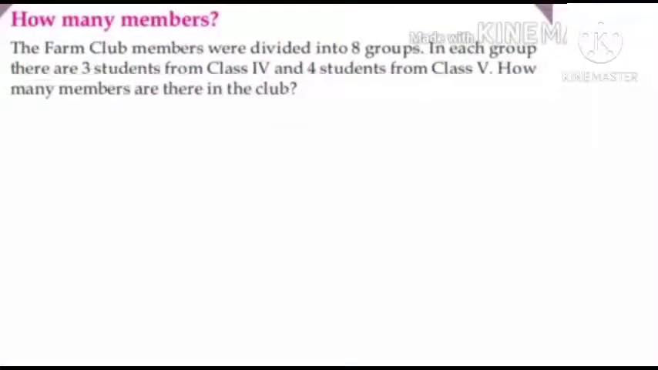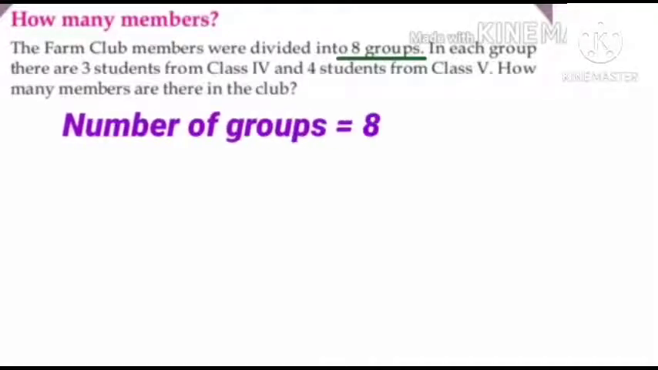The farm club members were divided into 8 groups. In each group there are 3 students from class 4 and 4 students from class 5. How many members are there in the club? Listen here. How many groups are there in all? Yes, 8 groups. So, number of groups equal 8.